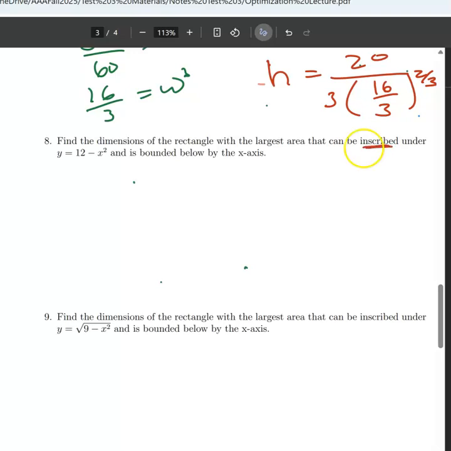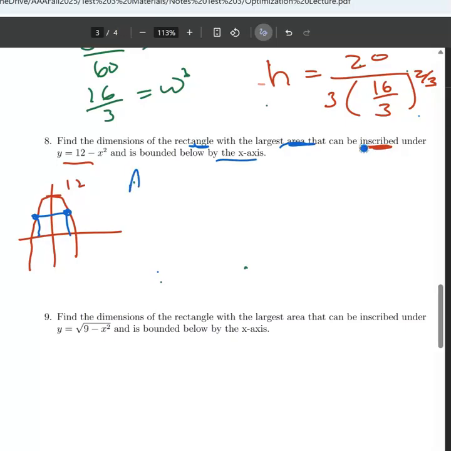Okay, we're going to be talking about inscribing a rectangle underneath this parabola. You know, this is an upside down parabola, looks something like that. What we're talking about is the area of this rectangle that has its corners touching the top of the parabola like that, and the bottom of it is on the x-axis.